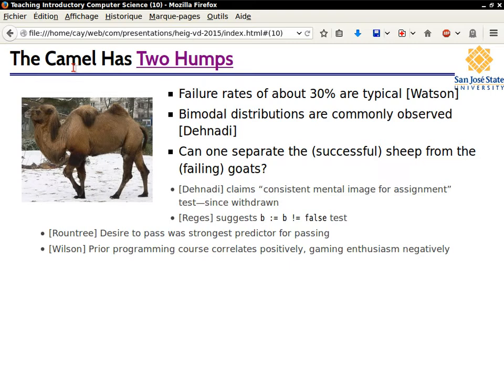There's been an interesting research question whether one could somehow tell early on which ones are likely to fail and which ones are likely to succeed no matter what. Because if you could, maybe one could put extra effort on the people who are likely to fail, give them extra tutoring, or put them into a slower paced class or some such thing. And this question has been extensively studied.